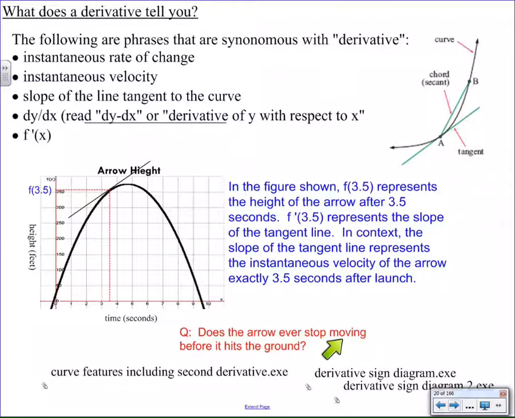Does the arrow ever stop moving before it hits the ground? Normally you'd say if you shot an arrow up, you see it moving all the time. You never see it stop. But if you understand that slope represents speed, then at this point in time, where the vertex of the parabola is being reached, the tangent line is horizontal. The slope of a horizontal line is 0, which means the arrow was moving 0 meters per second at this precise moment in time. It didn't last long. You can't even see it stop, but it has to. It's increasing in height, it stops, and then it decreases in height again.